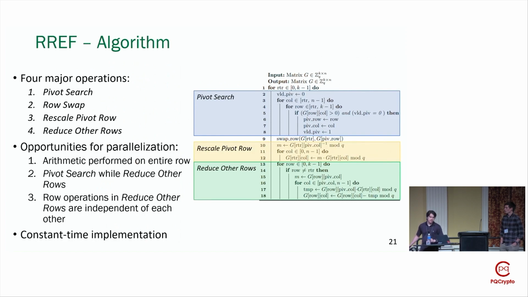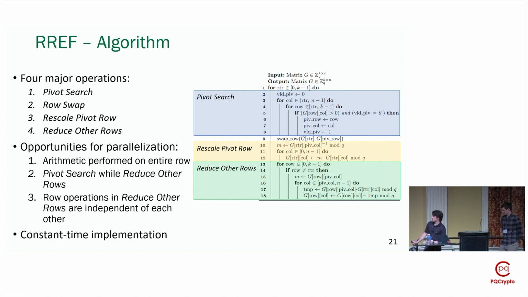So what we can see from this is that there are 4 major operations performed in every iteration of the algorithm. We do a pivot search, we do a row swap, we do a rescale of the pivot row, and then we reduce all of the other rows. And all 4 of those operations are performed k times. You need to do all 4 of those for each row in the matrix. And then steps 3 and 4 require iterating over the entire matrix, so that's another k steps. So the general complexity of the algorithm is k squared.